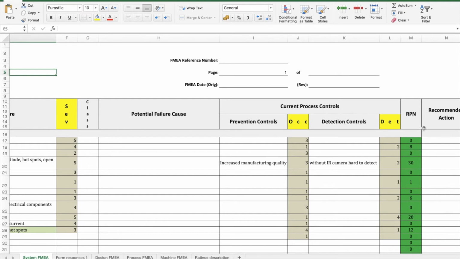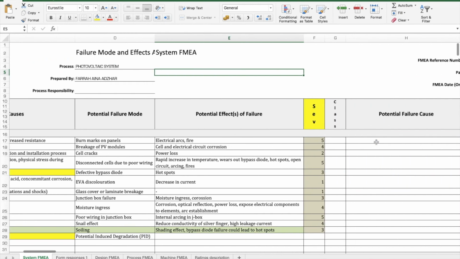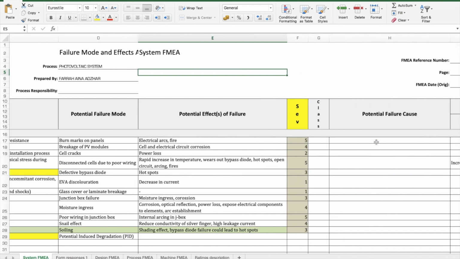For the RPN number, as the number increases, the seriousness of the failure mode also increases. So when the RPN number exceeds a certain threshold, which is usually half of the maximum RPN number, that means action needs to be taken on the failure mode to prevent it from occurring or to reduce the damage done when the failure mode does occur. So basically that is what I'm working on for the FMEA.